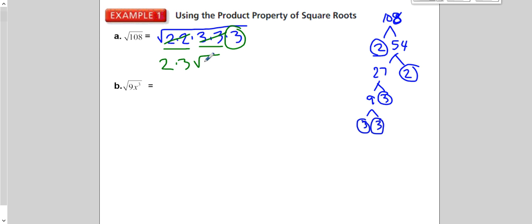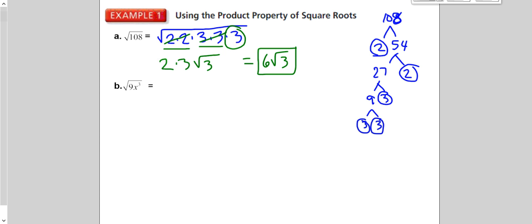So this 3 has to stay inside the radical. If you have more than one number outside or more than one number inside, you can multiply them together for your final answer. 2 times 3 is 6. Our final answer, our simplified form of the square root of 108, is 6 rad 3.